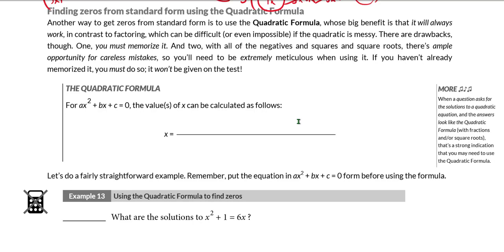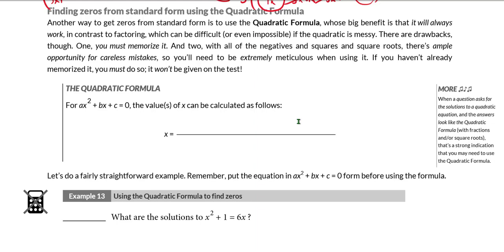There's squares and square roots and pluses and minuses and numerators and denominators. There's a lot of moving parts to it, and very frequently students will mess one little thing up and everything else after that point will be ruined. So if you can avoid using the quadratic formula, it probably would be a good idea.